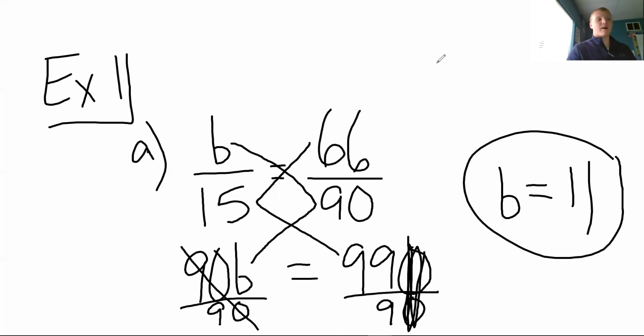This is going to be very common with these type of problems, because normally you're going to be trying to find an unknown variable, which in this case was B. So trying to solve for the unknown variable to make it true, to make them equal to each other.